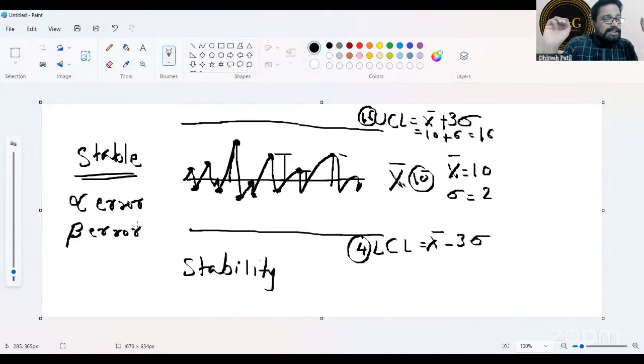Are you clear with this funda? Just type in the chat box. Clear, everybody? Just type yes. Super clear.